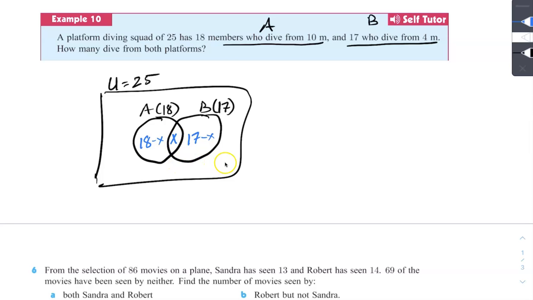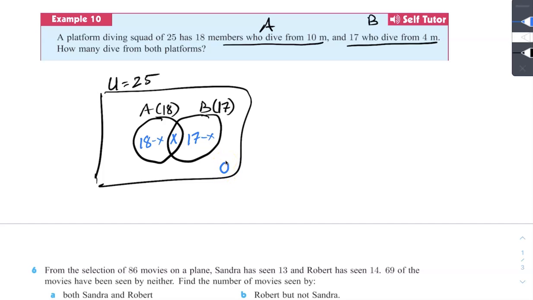How about the outside? How many members don't dive from 10 meters or 4 meters? Well, they don't say. And in the dive teams, we're doing a little bit of assumption here. If this is a platform diving squad and it looks like they only have 10 meters and 4 meters, that means every member has to do one or the other. Now they should tell us that. That shouldn't be something we should infer, but that's what's going on here: there's nobody that's not diving from one of those two platforms. If they were, they wouldn't be part of the diving team. So I'm going to say that's 0.